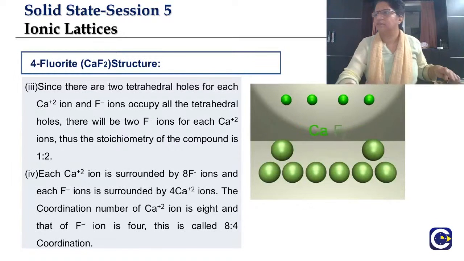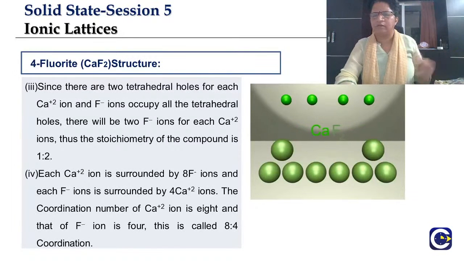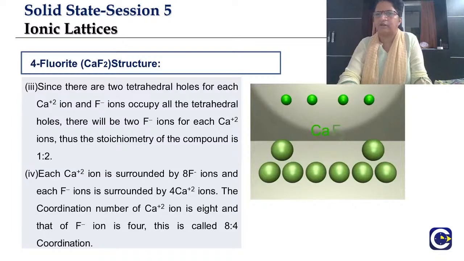Done? Is it clear? We shall wind up. Hope you could see very clearly that the number of lattice points in the tetrahedral voids you are getting as 8, and that of the closed pack structure we are getting as 4.